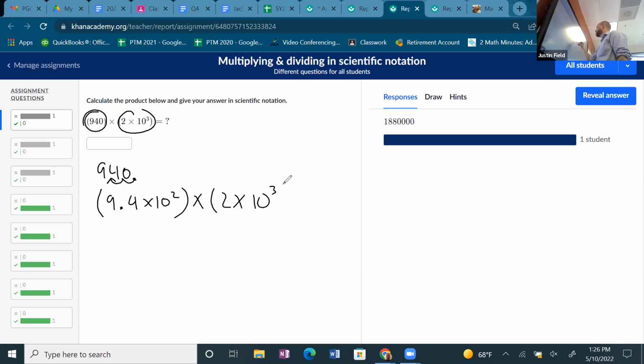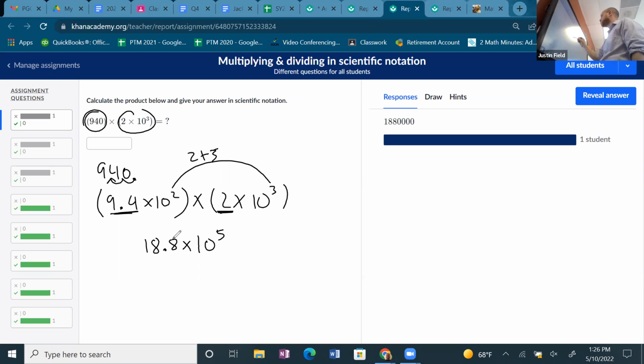Now, when we are multiplying these numbers together, do you remember what we do with exponents when we multiply numbers together? We add them. So we're going to add these exponents. So that would be 2 plus 3, which is 10 to the 5th. And then with these numbers, we're just going to multiply them. So what is that? 9.4 times 2 is 18.8.